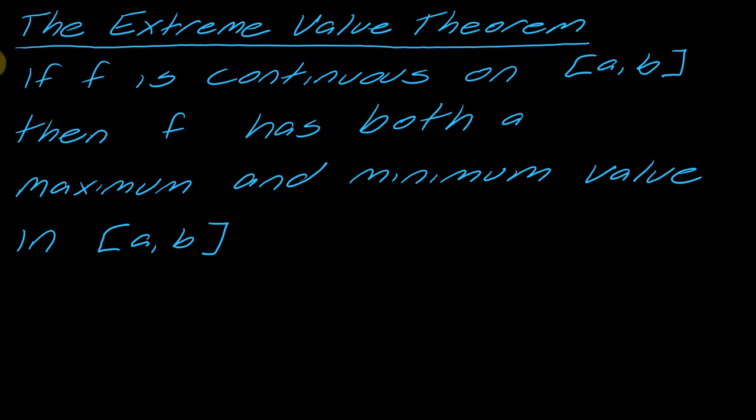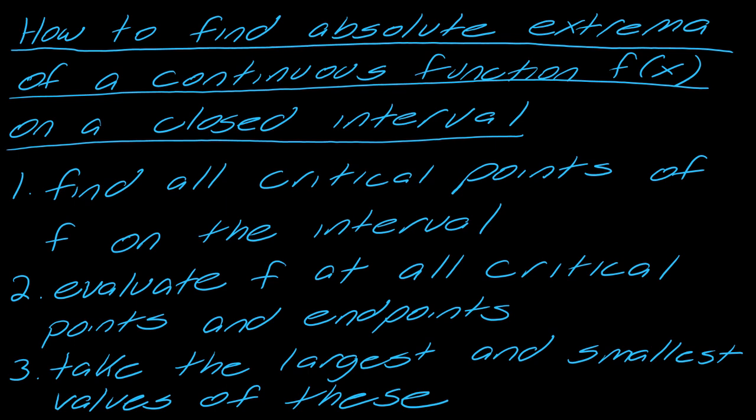So if f is continuous on a closed interval, then f has both a maximum and minimum value. So that's exactly what we were just looking at in that picture. This is a guarantee as long as you have a continuous function on that closed interval. So if you have a closed interval, it's very easy to find absolute extrema.